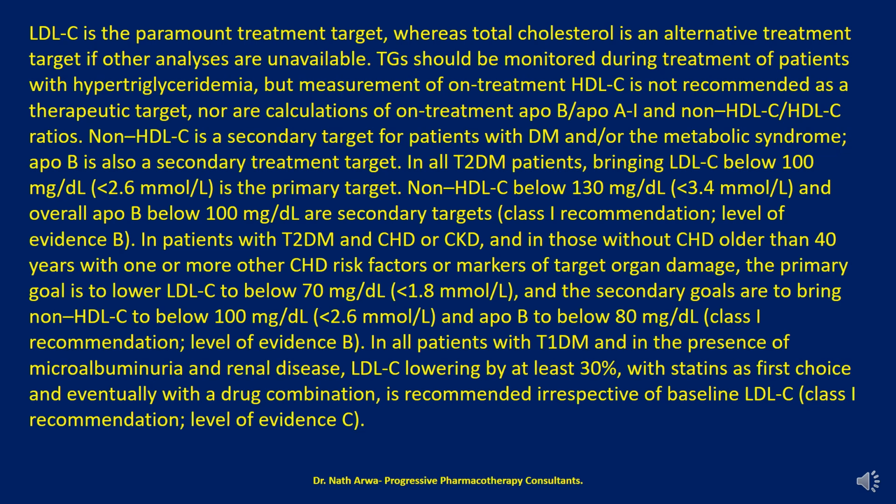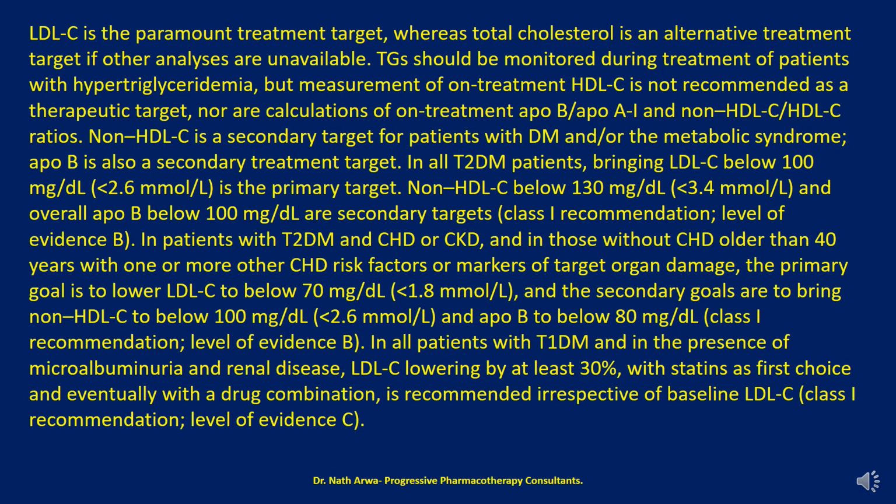In all type 2 diabetes mellitus patients, bringing LDL-C below 100 mg per deciliter, that is less than 2.6 millimoles per liter, is the primary target. Non-HDL-C below 130 mg per deciliter, that is less than 3.4 millimoles per liter, and overall ApoB below 100 mg per deciliter are secondary targets. Class 1 recommendation, level of evidence B.